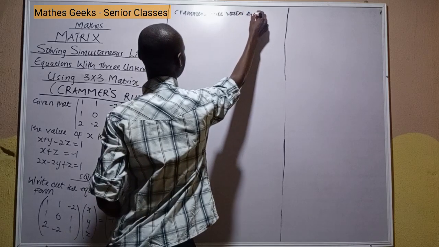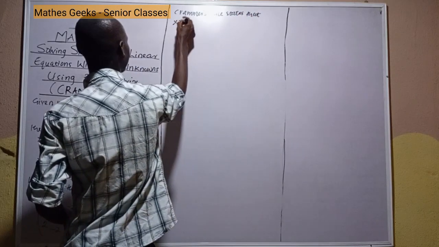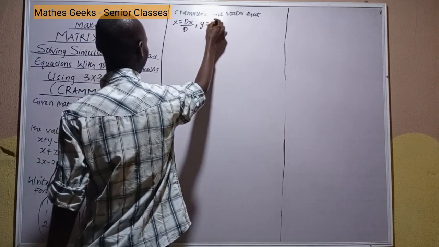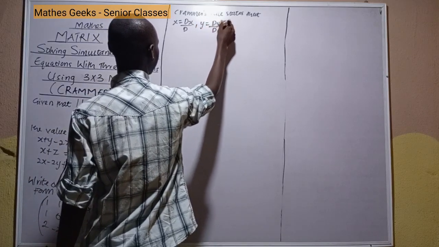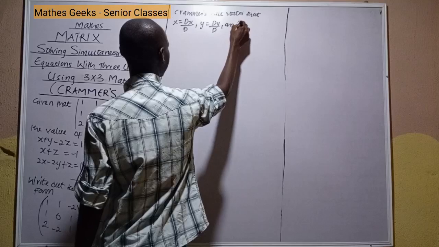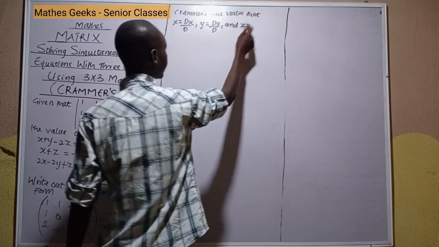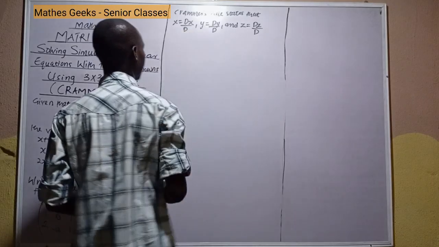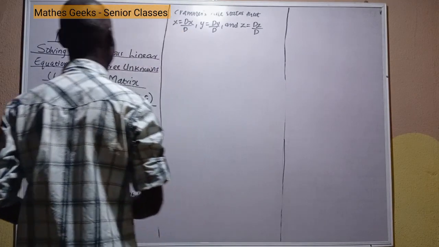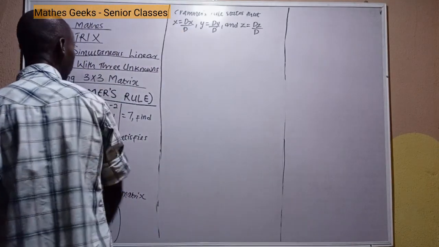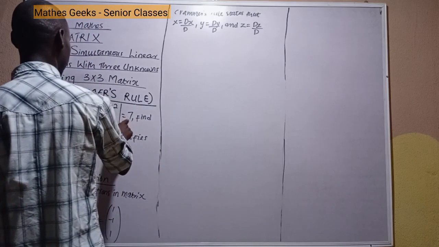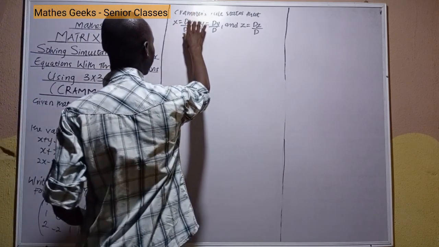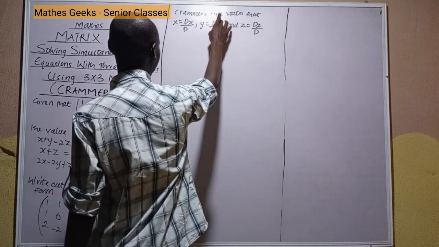Cramer's rule states that the solution to x is dx over d, the solution to y is dy over d, and the solution to z is dz over d. The d, that's the denominator, is the determinant of this main matrix. We're not going to look for it because it's already given to us here in the question. So I'm going to proceed to derive the determinants of x, y, and z.